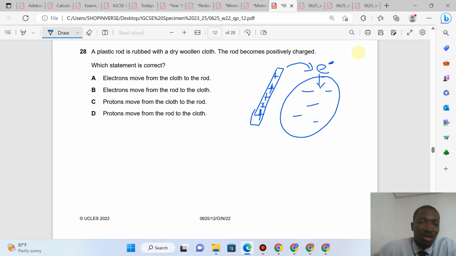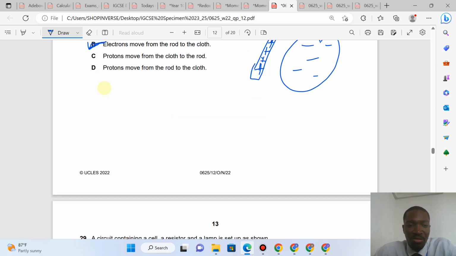So it shows that electrons move from cloth to the rod. That's not correct. Electrons move from rod to the cloth. Option B is correct. Electrons move from the rod to the cloth. That's why the rod becomes positively charged, because it has lost some electrons.